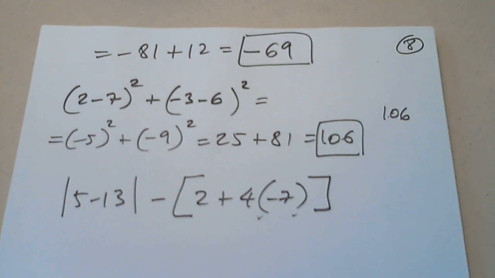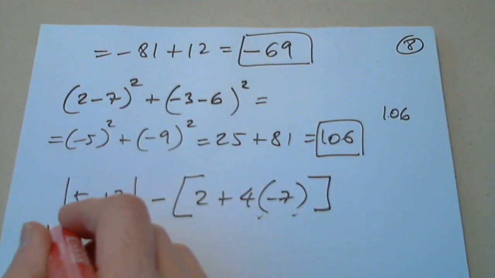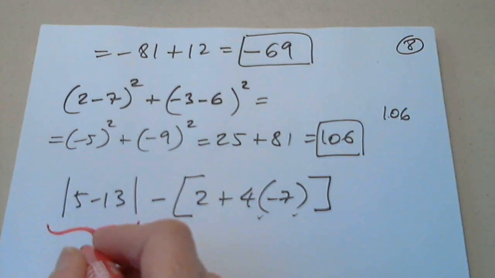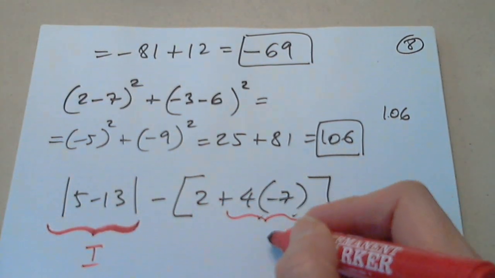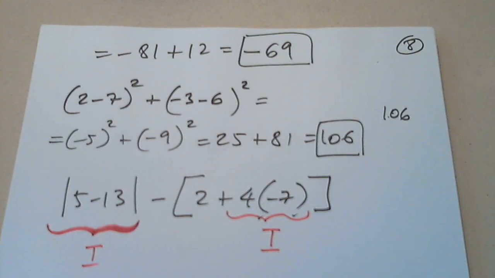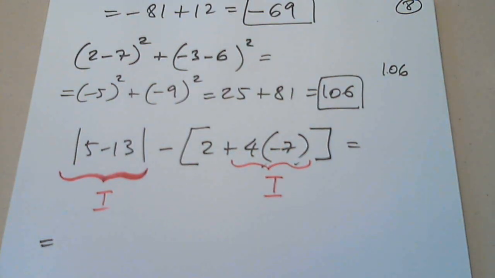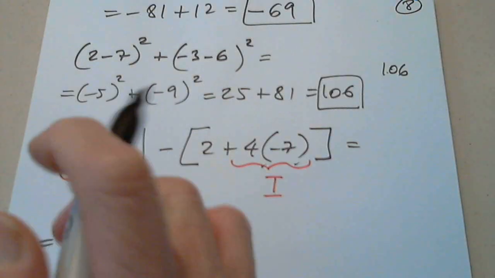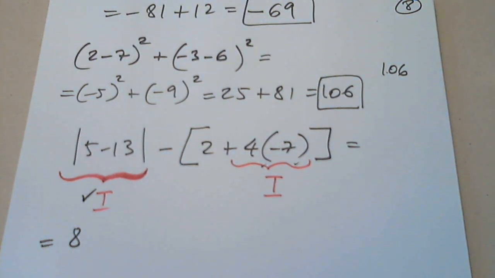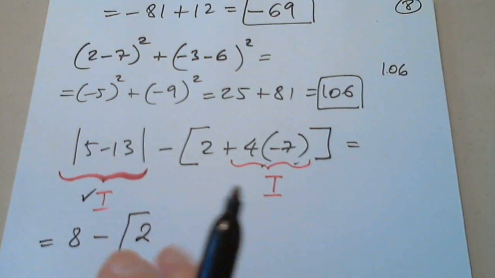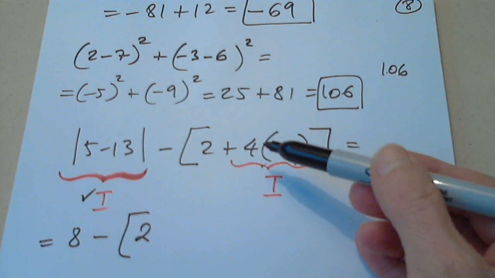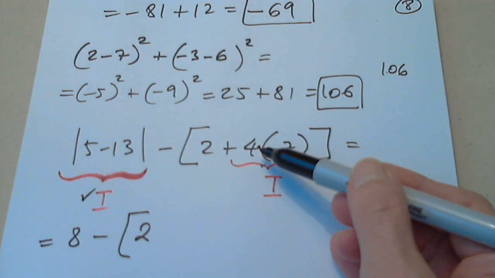So now I have to start. This can be performed as number 1, and this has to be performed as number 1. Good. So 5 minus 13 is negative 8. In absolute value is 8. So this is completed. I have to copy minus, copy the bracket, copy 2. Stop. Now I have to perform the multiplication.